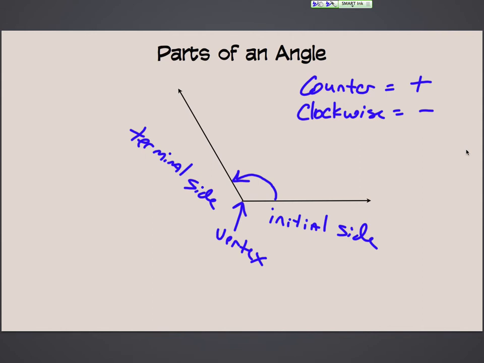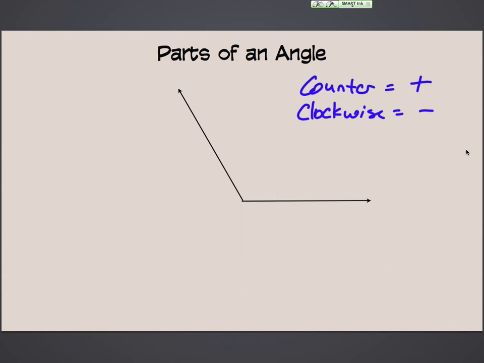Another way to draw this: instead of that rotation, I could have shown this rotation. What type of angle does that one produce? Negative. Okay, but what would be the same about these 2 angles? I've got a negative angle here and a positive angle there. The initial side and the terminal side are still the same, but the rotation is different.